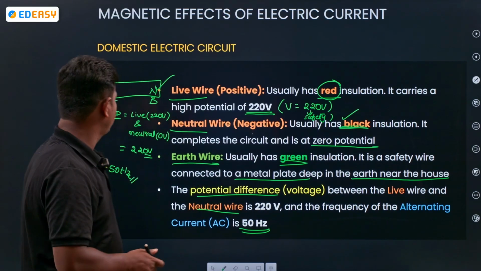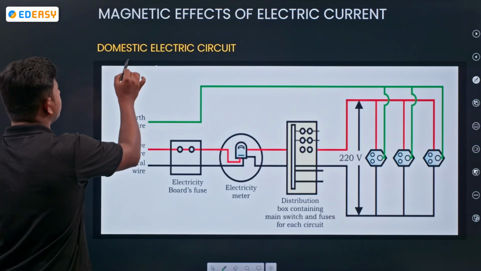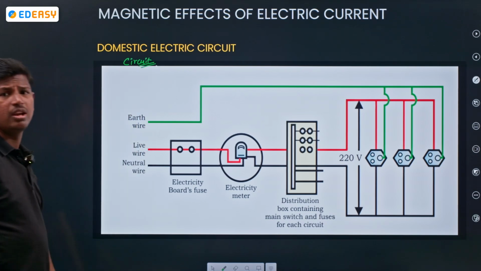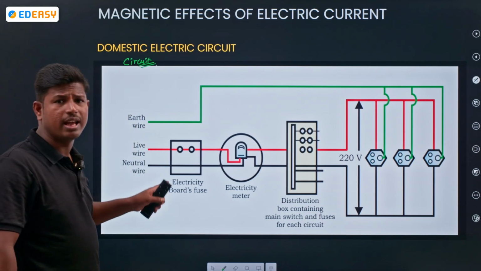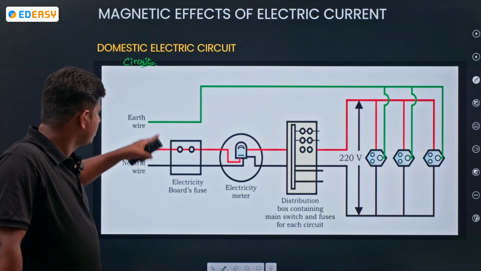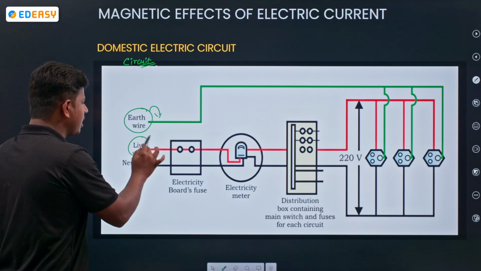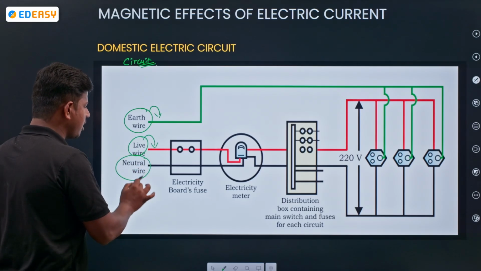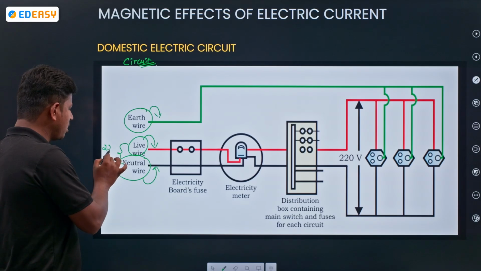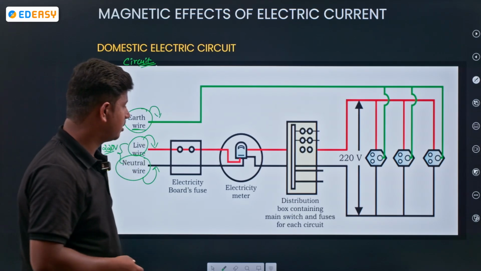Okay. Next. So this is the circuit diagram you need to follow at examination time. You have to draw the circuit diagram for domestic purposes. From where are you getting it here? See how many wires there are. Earth wire is always green, live wire always red, neutral wire always black. The potential difference between live and neutral is 220 volts. The purpose of the earth wire is protection. Okay.